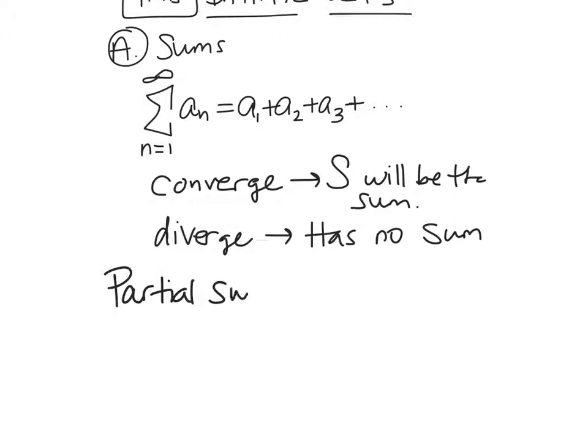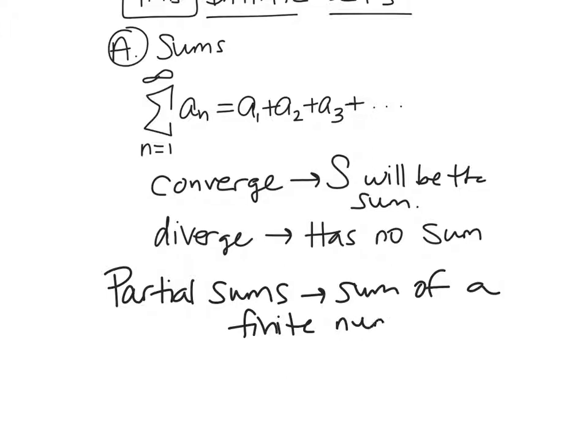All right, we're also going to do partial sums. Partial sums are finite, so you'll have an infinite series, but you'll just be asked to sum up a finite number. So a partial sum is the sum of a finite number of numbers. Sounds kind of funny. They go through limits and stuff, but we won't do that.